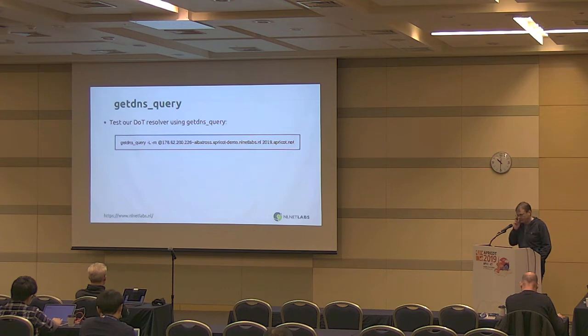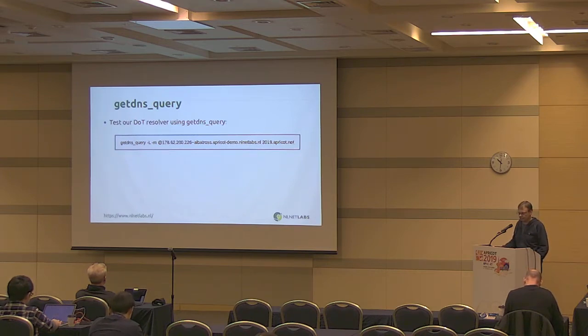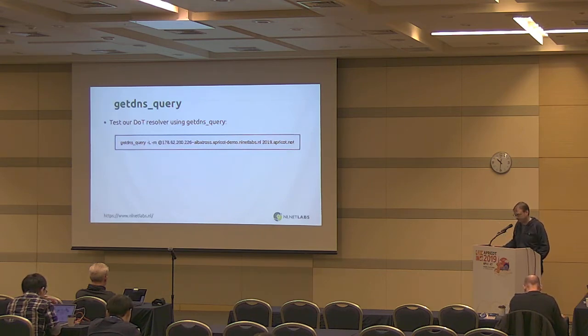So let's test this. Now we can't use our trusted dig for this because it doesn't actually speak DNS over TLS. But from the getdns library, there is a tool which is basically similar, and you can tell it to use TLS with the -L option, and -m tells it to verify the TLS connection. So what we're doing here is apparently we went for the option with the host name. The @ option, much like in dig, tells it to use 178.62.200.226 as the name server, and then the tilde and the domain name after that indicates that the certificate that it presents needs to have that host name in it. And then we just do the regular query that we're doing, so 2019.apricot.net, and I'm guessing the A query for this.